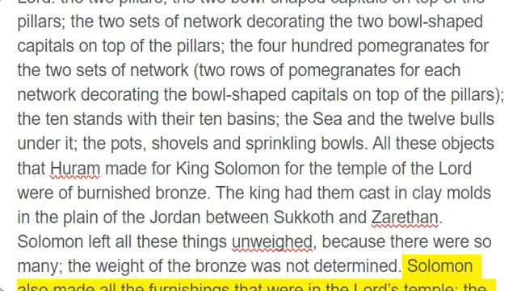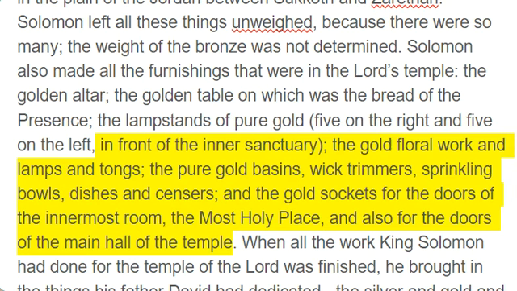Solomon also made all the furnishings that were in the Lord's temple, the golden altar, the golden table on which was the bread of the presence, the lampstands of pure gold, 5 on the right and 5 on the left. In front of the inner sanctuary, the gold floral work and lamps and tongs, the pure gold basins, wick trimmers, sprinkling bowls, dishes, and censers, and the gold sockets for the doors of the innermost room, the most holy place, and also for the doors of the main hall of the temple.